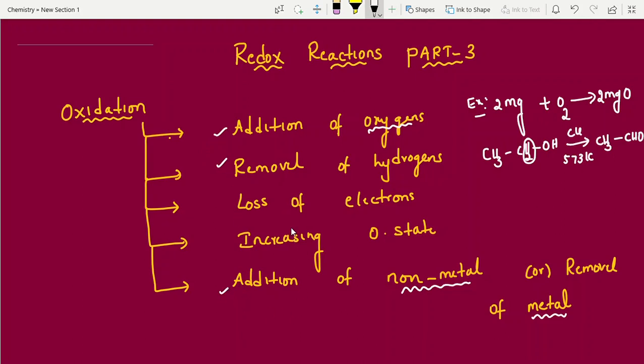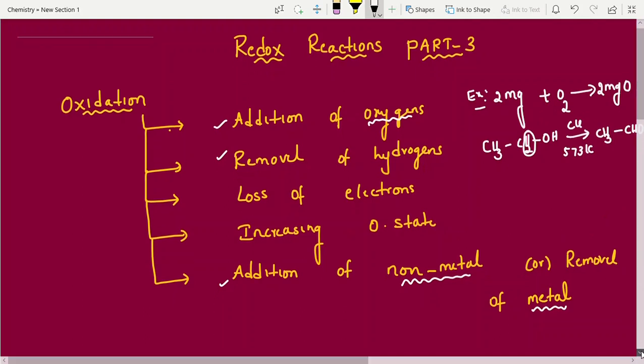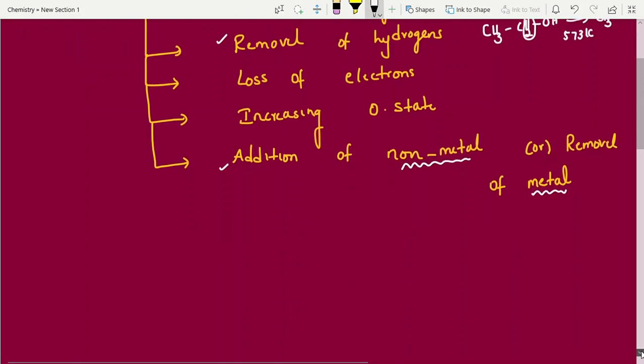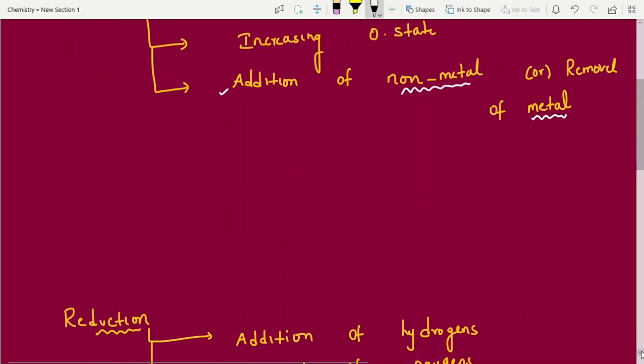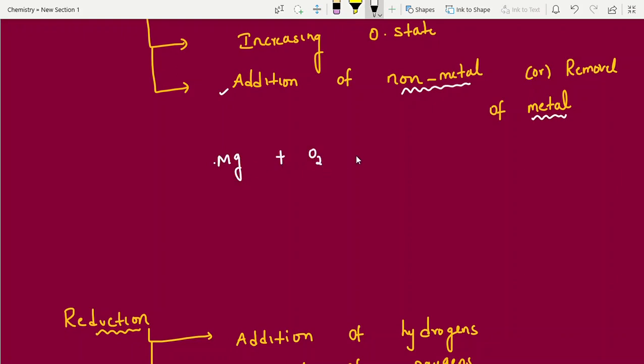Now I am going to teach the points in between. What is in between? We had given the other points: loss of electrons and increasing oxidation state. Now, to understand this, I am giving one example to you students. Or else you can take the same example, no problem. Magnesium reacts with oxygen, right? What have we got here? Magnesium oxide. So can you give the balanced equation?